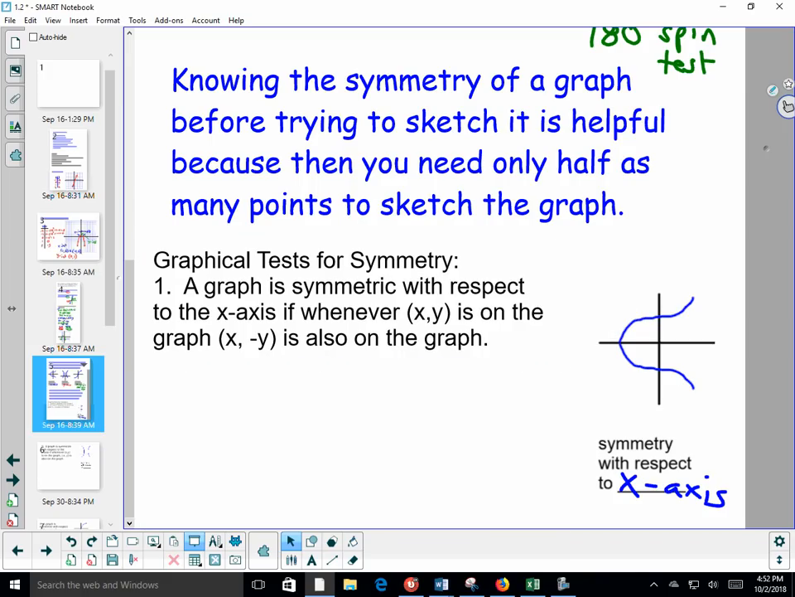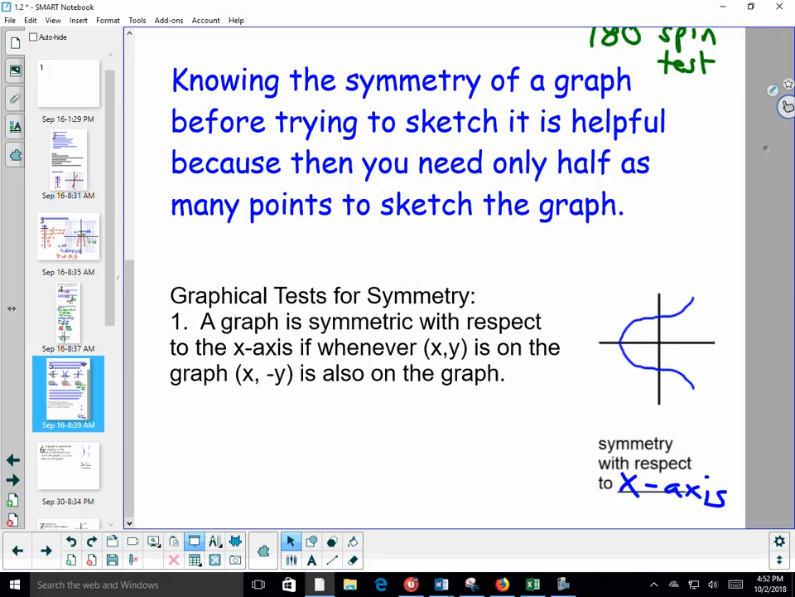A graph is going to be symmetric with respect to the x-axis if whenever some ordered pair x, y is on the graph, x, negative y is also going to be on the graph. For example, let's say this ordered pair right here was x comma y, then the symmetry of this graph says that this graph is also going to have the ordered pair x comma opposite of y on the graph. If that's always the case, then it's symmetry with respect to the x-axis.